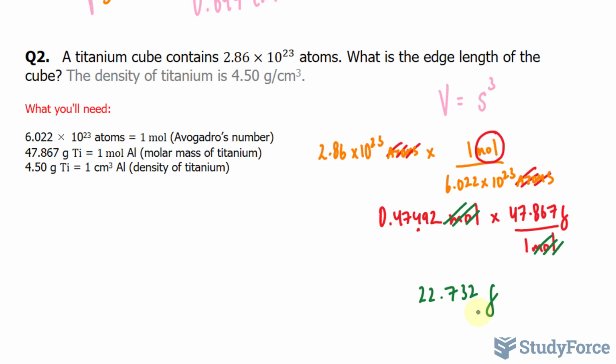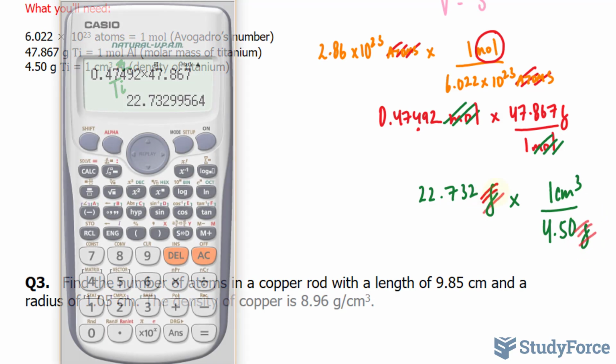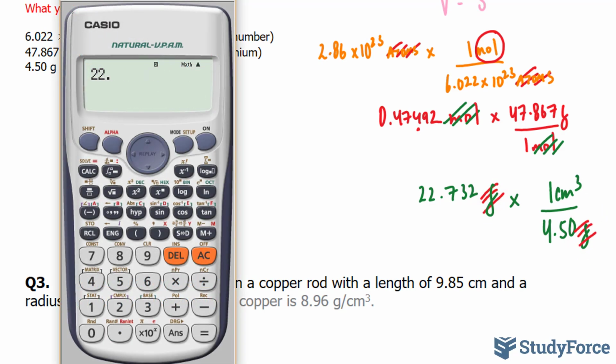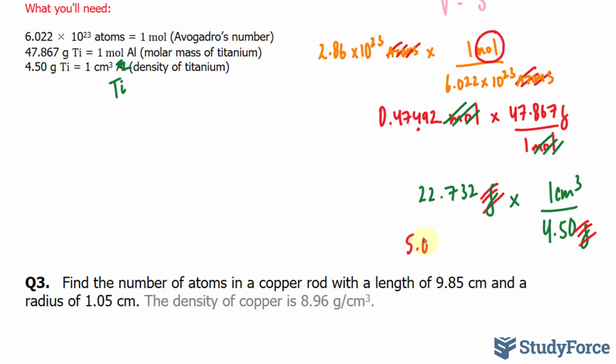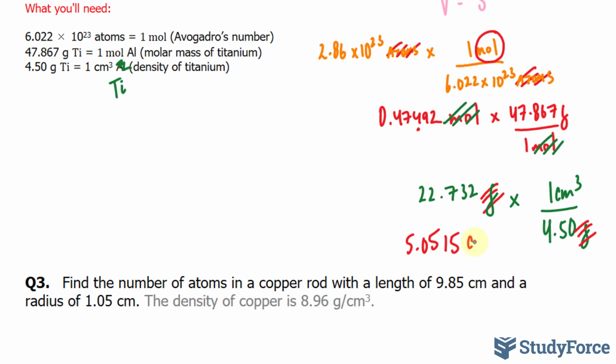Now that I found the mass, I'm going to use this last relationship, and this should be titanium. So I'll multiply this by 1 centimeter cubed at the top, and at the bottom 4.50 grams. The grams will cancel out. We'll take 22.732, divide that by 4.50. This gives us 5.05, and I'll continue writing up until this 5 centimeters cubed.